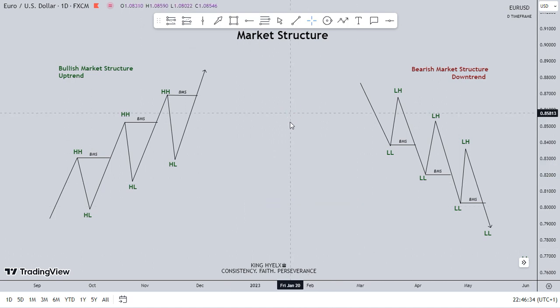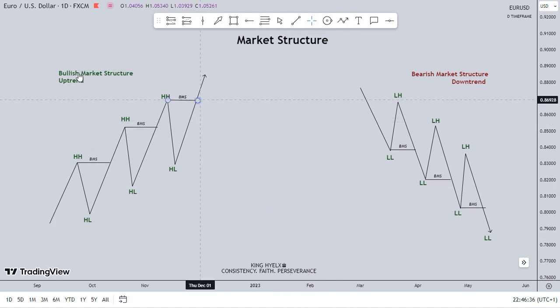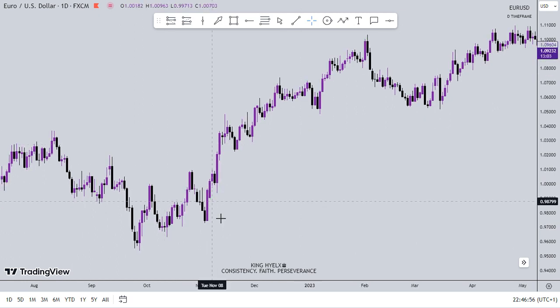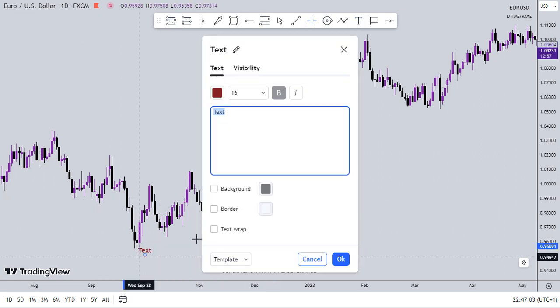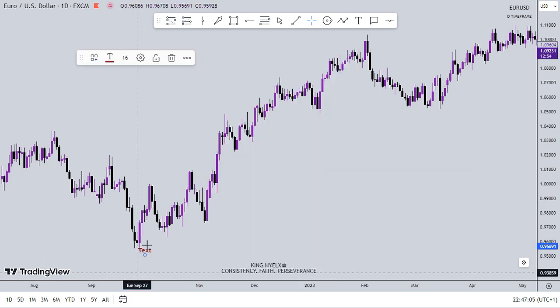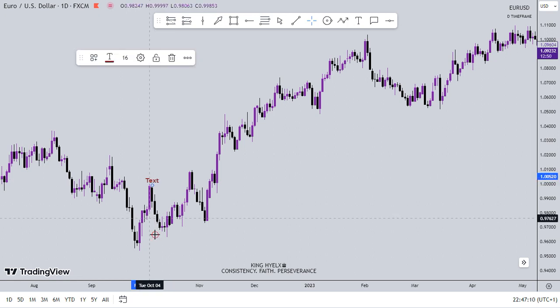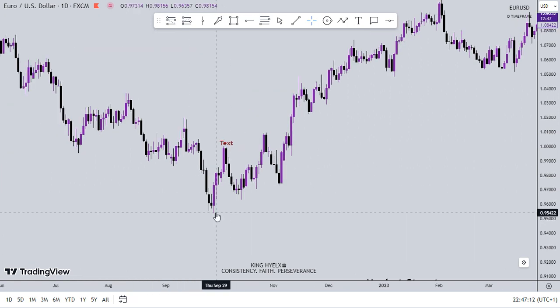So for now, let's go to the charts and try to outline a bullish market structure. So we say the bullish market structure is characterized by what? Higher highs and higher lows. So let's see this over here. At this point, let's begin from this point, right? So let's say this was the lowest low at this point, right? So let's start from here.